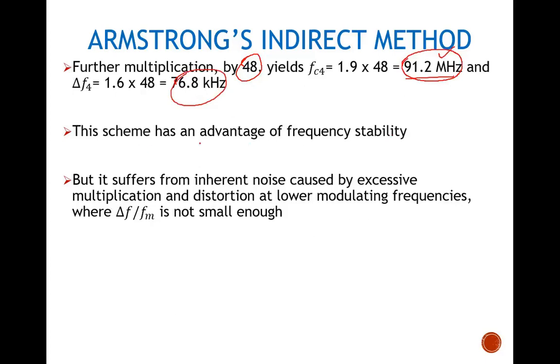That gives us a carrier frequency of 91.2 megahertz, the desired carrier frequency, and the desired frequency deviation. So the advantage of this scheme is frequency stability, because we can start with a low frequency, which is stable, and at the output, the frequency remains stable. But there's an inherent issue of noise in this technique, because of the use of so many multipliers. Each multiplier adds noise, and that noise is multiplied throughout these different stages of the Armstrong indirect method of generating wideband FM.